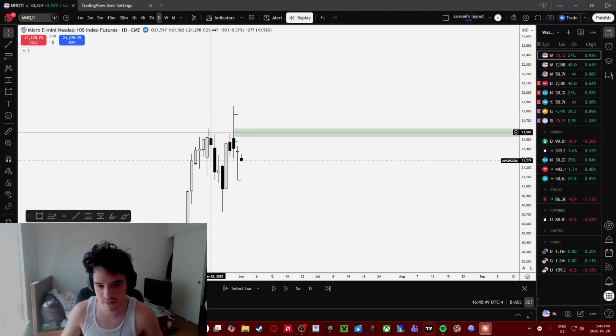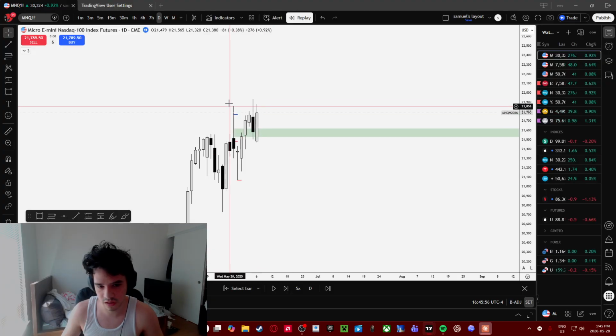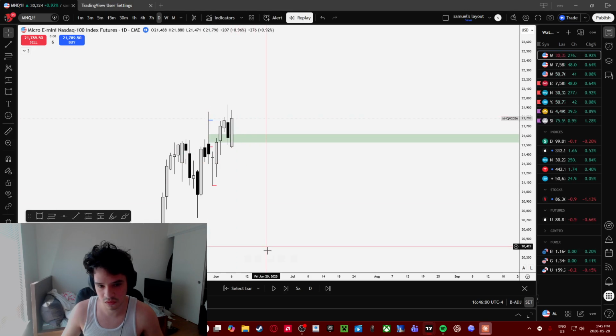So we reach into fair value gap. We have a very large wick. This calls for a new phase of price. So we're looking for the manipulation of a high, which is this, or the low that's here. Manipulate it, don't do anything.